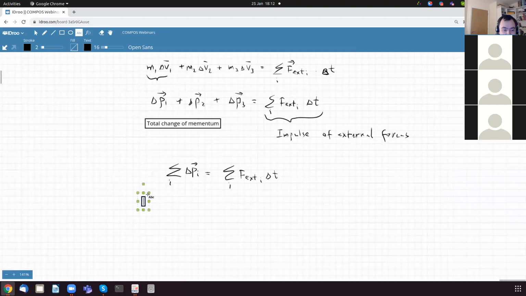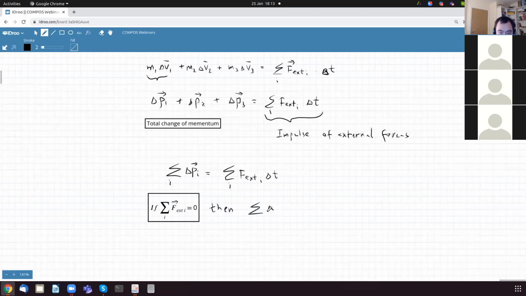And from here, I can say if the sum of F external is zero, if the vector sum of the external forces is zero, then the total change in momentum is zero, delta P is zero.